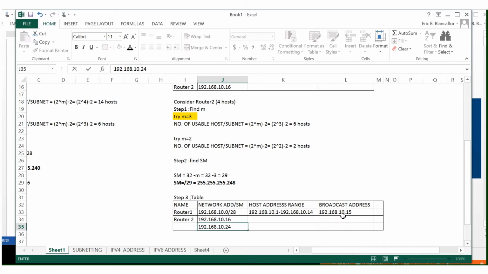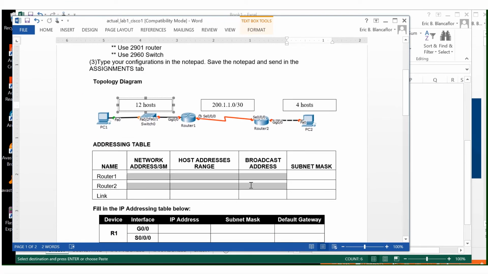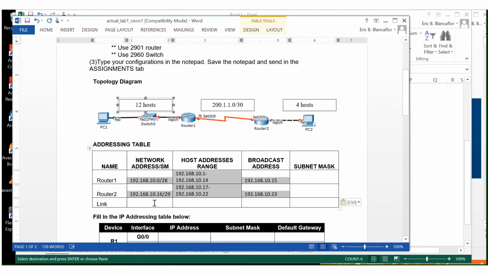Since this is 24, broadcast is 192.168.10.23. And those that are in between are the host address range. So 192.168.10.17 to 192.168.10.22. Okay? This is at slash 29. And there, I'm done with my addressing. I'll copy this. Okay? I'll copy this part to my Word file here. Okay? Control V. There. And then, my link is assigned already.